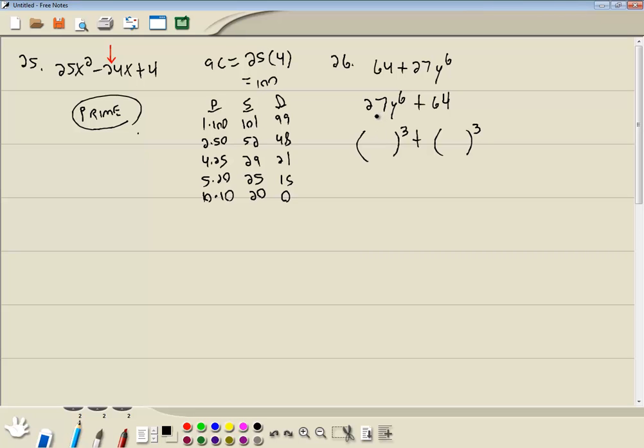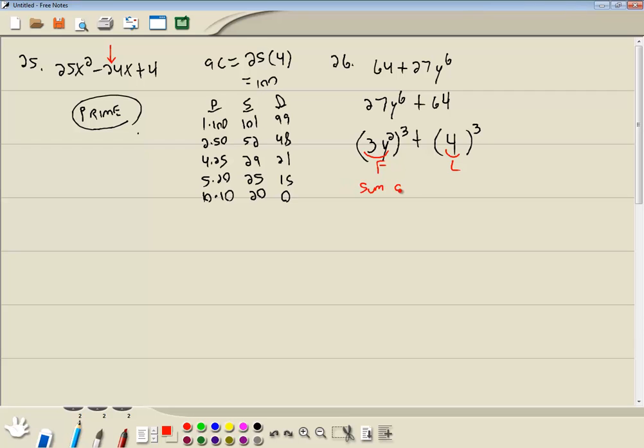For example, 27 is 3 times 3 times 3. The y to the 6 would be y squared. And I use a shortcut here. You take this power, divide by 3. 6 divided by 3 gives you 2. And 64 is 4 times 4 times 4. So I'm going to label what's inside the first set of parentheses as F for first. I'll label what's inside the last set of parentheses as L for last.